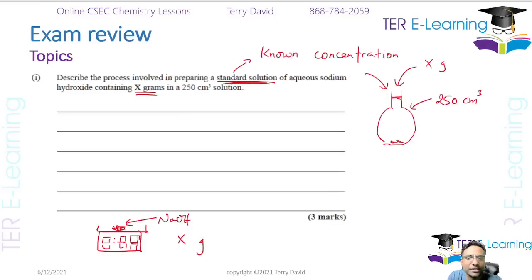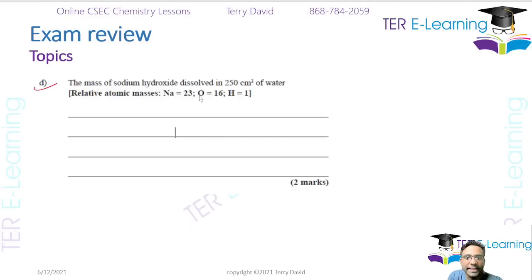Remember at the beginning they asked you how you make up the standard solution, and they told you that we added X grams to 250 cm cube. So what you're really doing in the question is trying to figure out what is that value for X. So all you need to do, they gave you the relative atomic masses, that's important. So NaOH is equal to 23 plus 16 plus 1, and you're going to get 40.